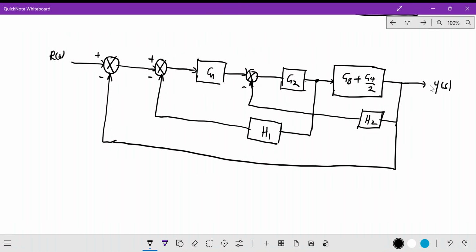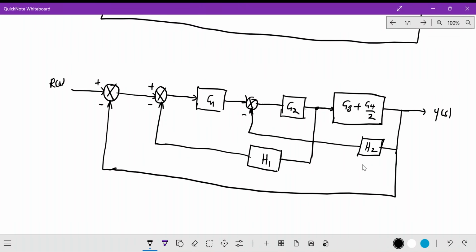Okay, and now at this point, are we able to see anything? Parallel, series, negative feedback, and all that. I don't think there's any of those. So here I've got a couple of options that you can do. If you want, you can move this summing point to this position, or you can move this takeoff point to this position. The choice is yours. So I'm going to move this takeoff point to this position.